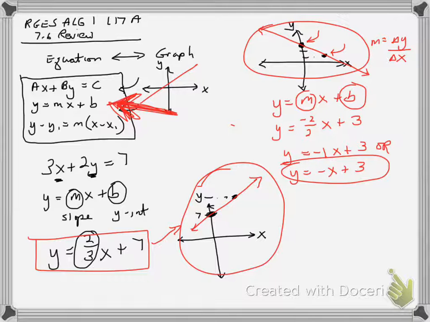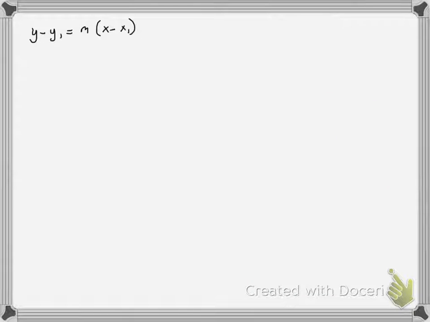Now let's go to another form of the equation. In this form of the equation, which is called the point slope, I have my slope here, and I have an x value here and a y value here. So that becomes my point. So this is called the point slope, because if I have a point and a slope, I can write the equation of a line.